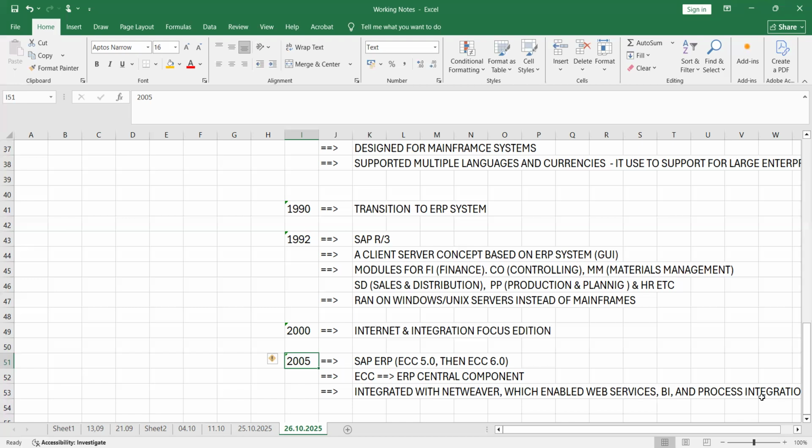Clear, everyone? So next one, in 2005, this is SAP ERP. Actually it's not 2005, it's 2004. Yes, I can take it as 2004.